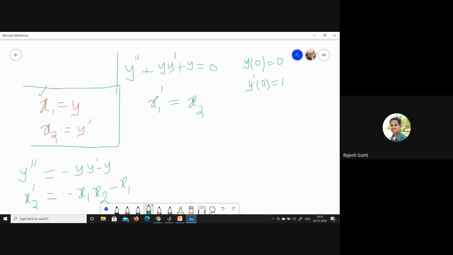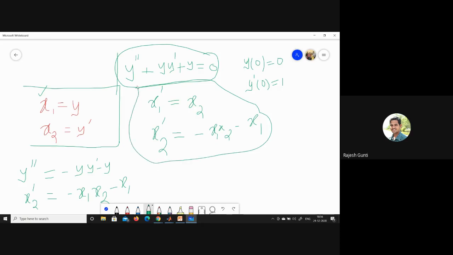So x1 dash is x2, and x2 dash is minus x2 minus x1. This second order differential equation is equal to this first order system of equations.